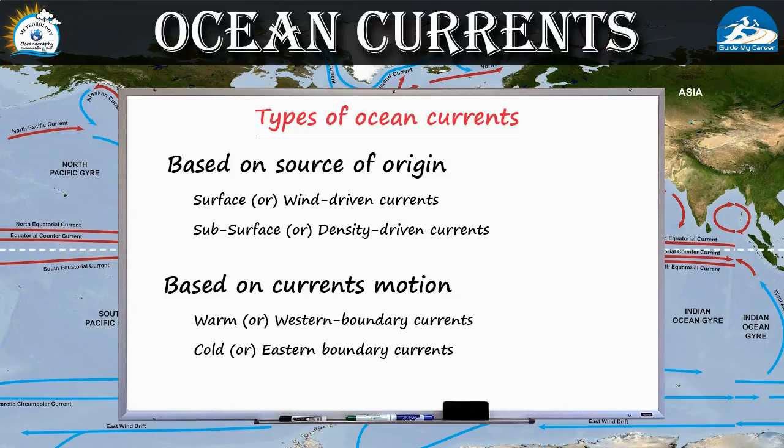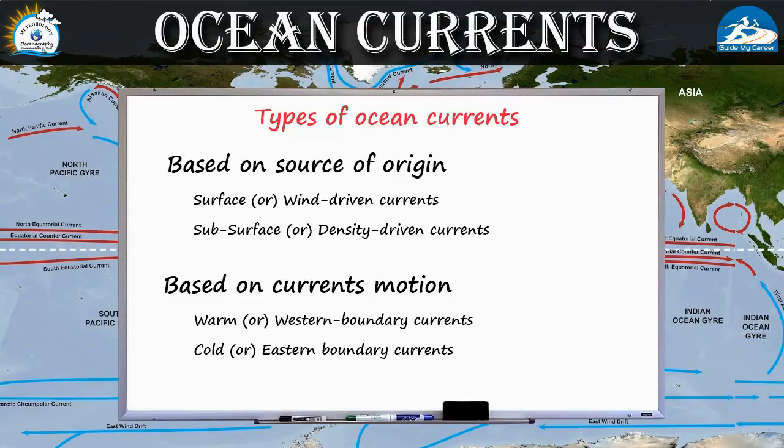So warm currents are also called western boundary currents. Similarly, cold currents are also called eastern boundary currents, because warm currents always move along the western boundary of the ocean, while cold currents always move along the eastern boundary of the ocean, except one current, the Leeuwin current, which flows along the eastern boundary of the South Indian Ocean, that is, west of Australia. It is warm, but it flows along the eastern side of the South Indian Ocean. That is different from this.